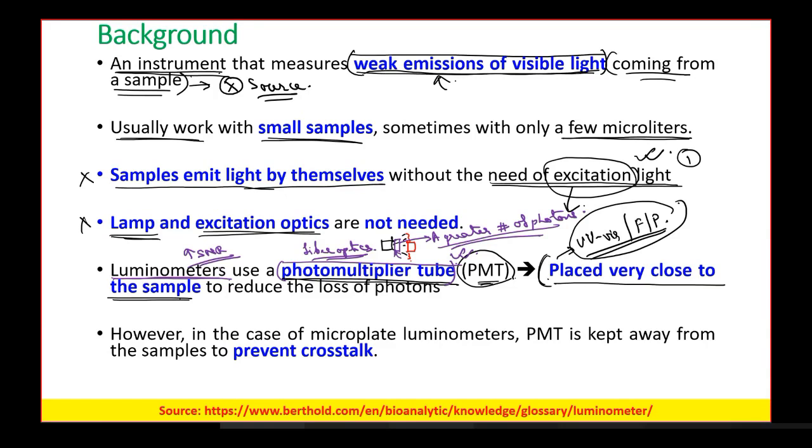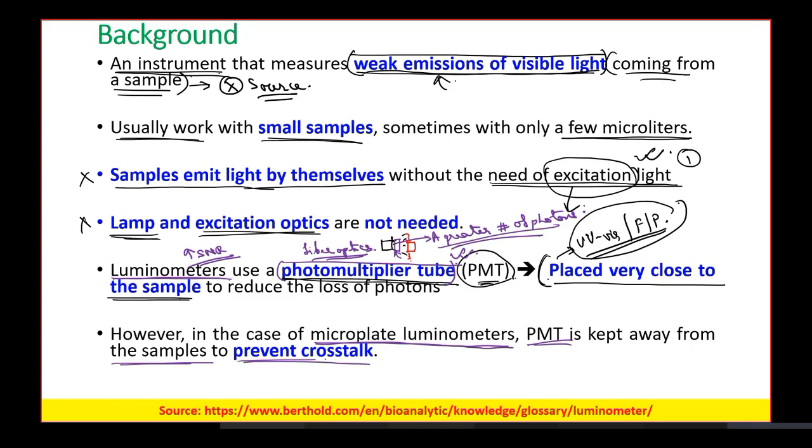However, even though we have made several advancements in the field of electronics, we do not have control over the physical processes. So, in the case of microplate luminometers, the PMT needs to be kept away from the samples to prevent crosstalk.